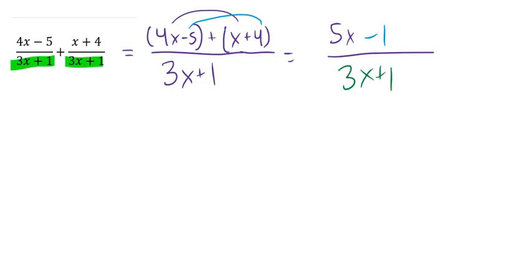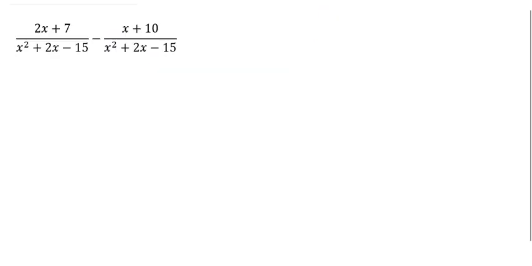When I finish, I should take a second to see if there is a common factor that cancels. There's nothing here to factor, so nothing cancels, but I should take a second to check if my rational expression simplifies more. This one, there's no factoring, so nothing's going to cancel.